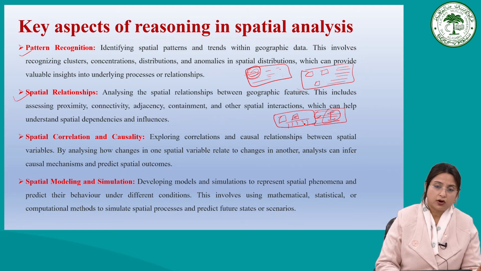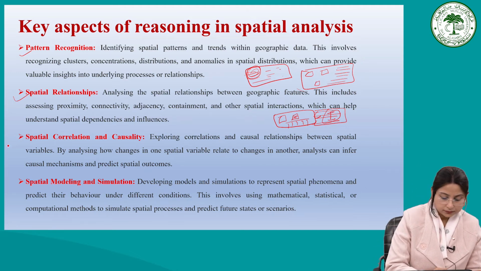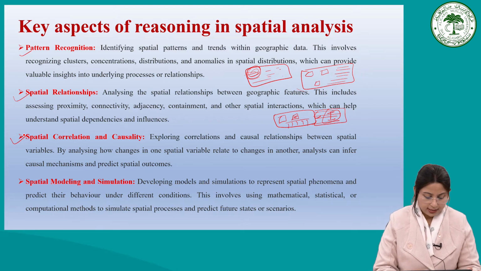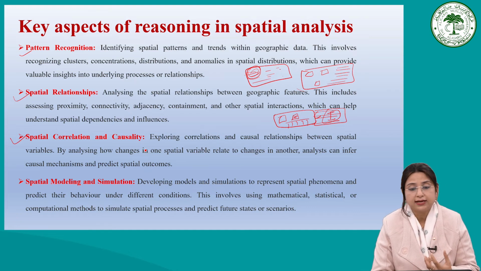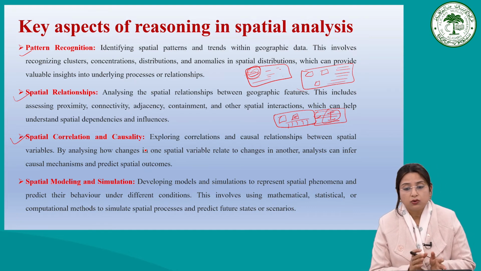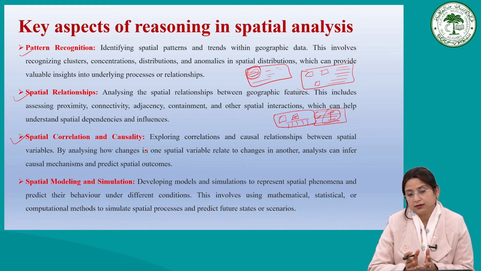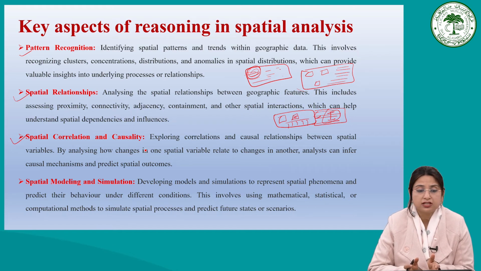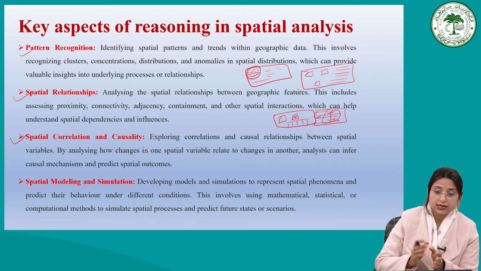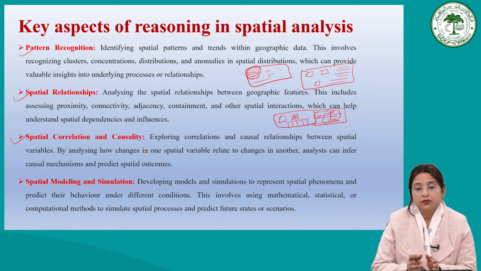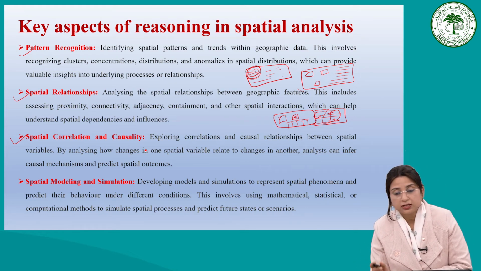Another key aspect of reasoning in spatial analysis is spatial correlation and causality. Here we usually investigate different types of correlation and causal relationships between spatial entities. Is there any correlation existing between different spatial variables? If one variable is changing, is it affecting another variable? Does one spatial variable relate to changes in another spatial variable?